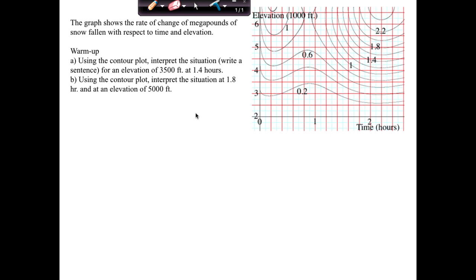So this is a contour plot. This is a multivariable function. Actually, no, it's the rate of change, right? So it's a contour plot of a multivariable rate of change function.